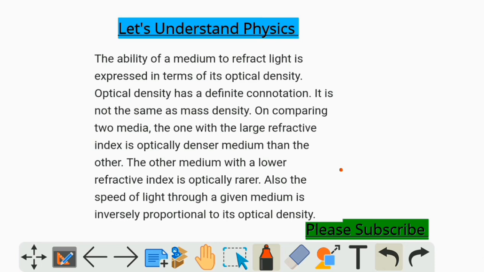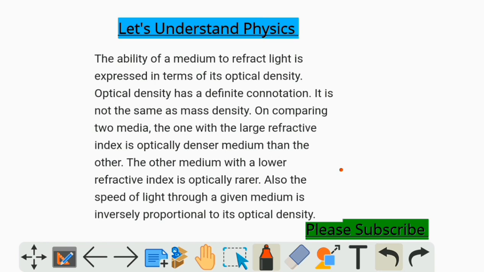Same 5-mark question, passage based. They have given the passage and based on this there are questions asked, so that you have to answer them, or if it is numerical, you have to solve them. Understood? So let's see what is the question.